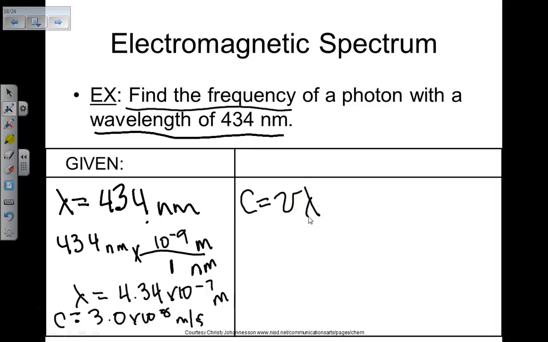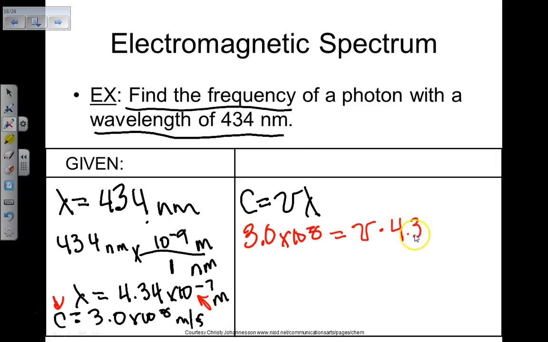Now what we have to do is just, I say just, plug in the values. So what's c? Here, I'll write it in a different color. c is 3.0 times 10 to the 8th equals frequency, which we don't have, times the wavelength, 4.34 times 10 to the minus 7 meters. And this is in meters per second.